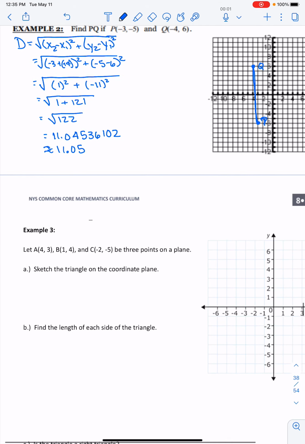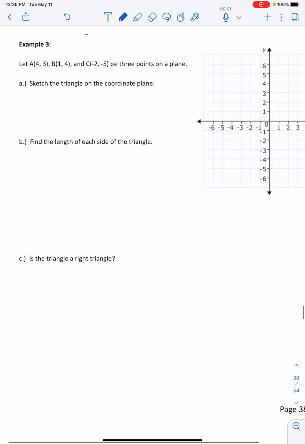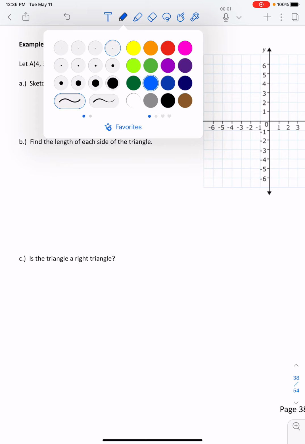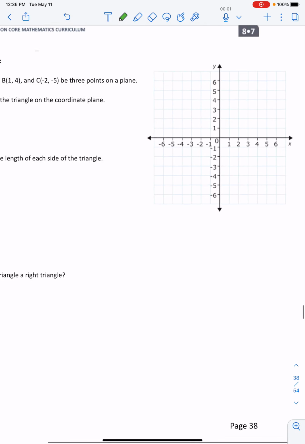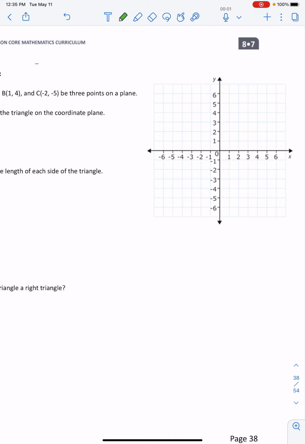So the next thing that we're going to do here is it says let A, B, and C be 3 points on a plane. We're going to sketch the triangle on the coordinate plane. So let's sketch this. We have 4, 3. Here's A. B is 1, 4. And then C is -2, -5.